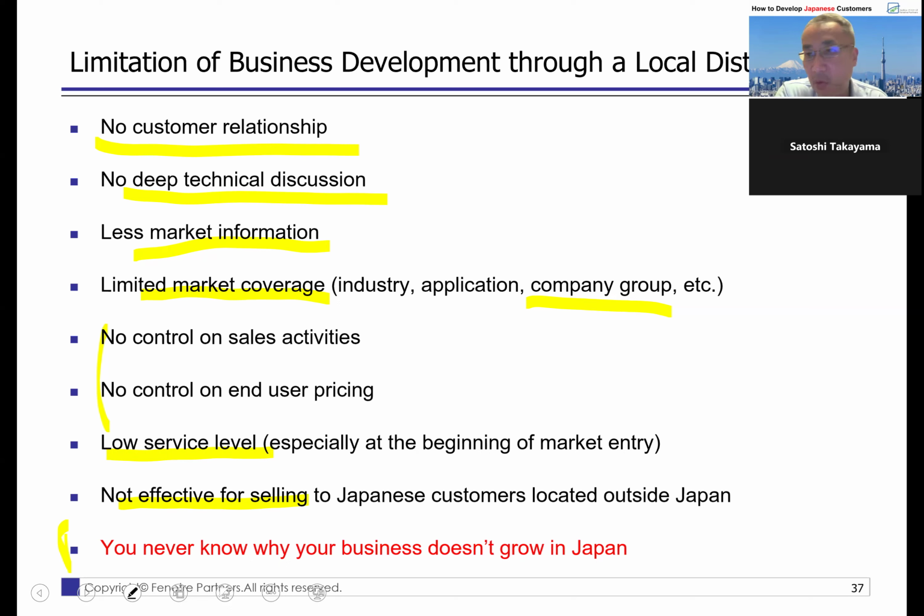because they hide it. Or when you come to Japan, they arrange a meeting with good customers as a ceremony or a ritual, and they do a lot of sugarcoating. They don't give you negative information. So this is a very important, impactful disadvantage for you in the case you just have a distributor.